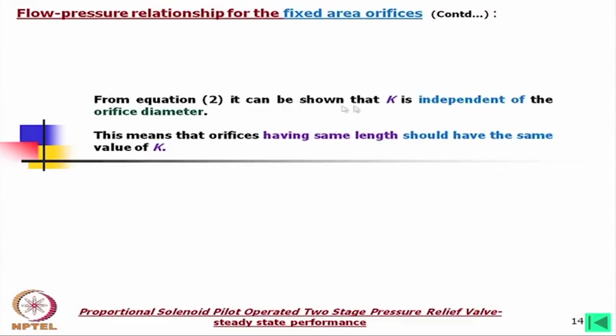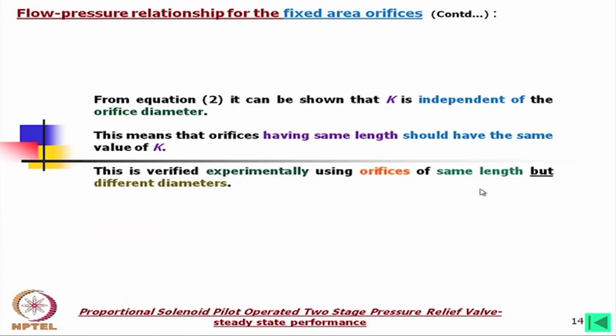Now, from equation 2 it can be shown that K is independent of the orifice diameter. This is another thing, that K is not dependent on the diameter, it is dependent on the length. This means that orifices having same length should have the same value of K. This is verified experimentally using orifices of same length, but different diameters.